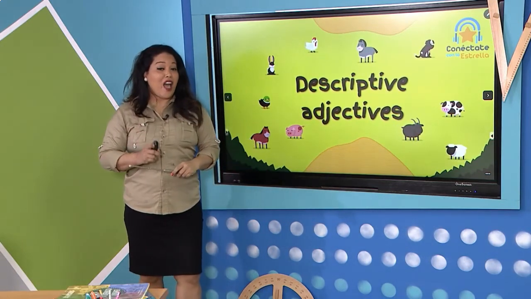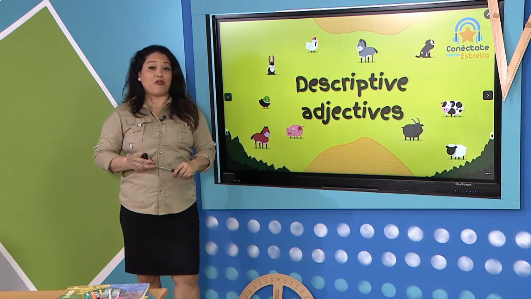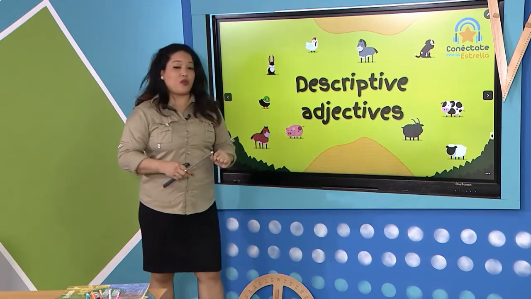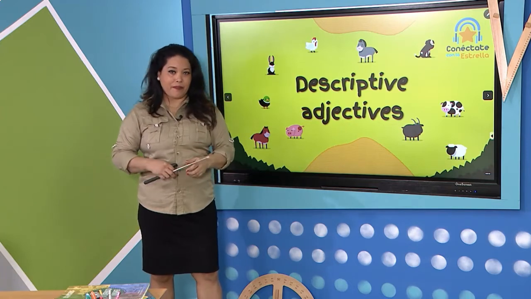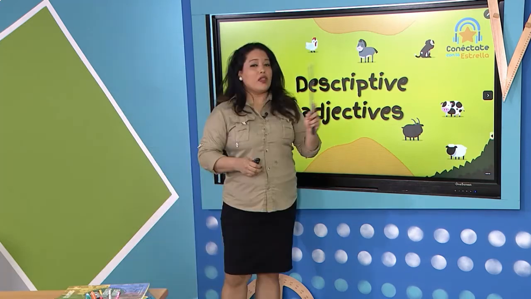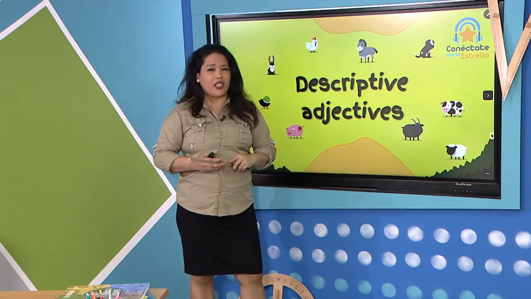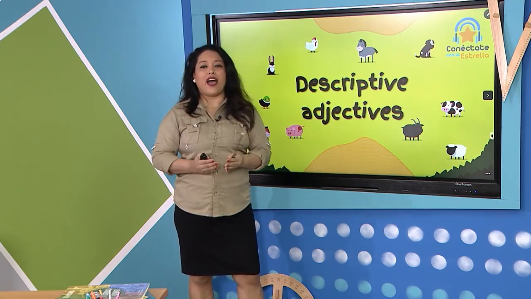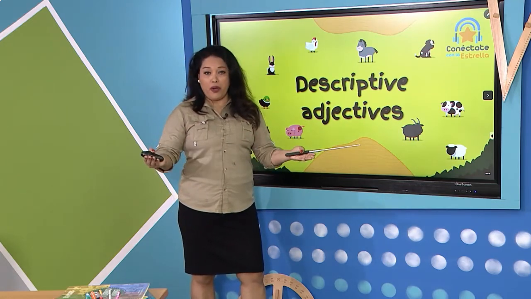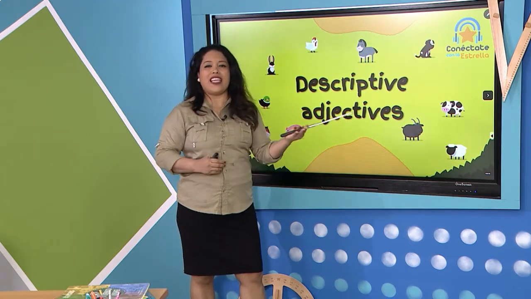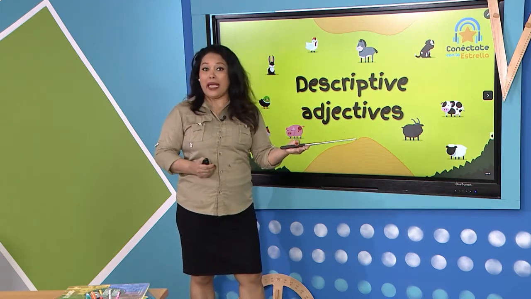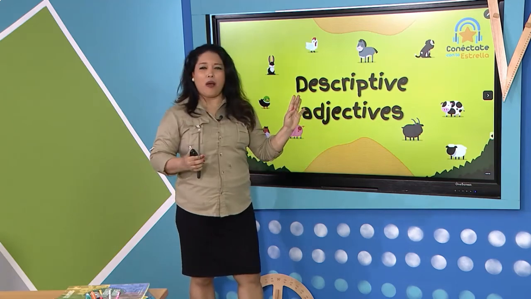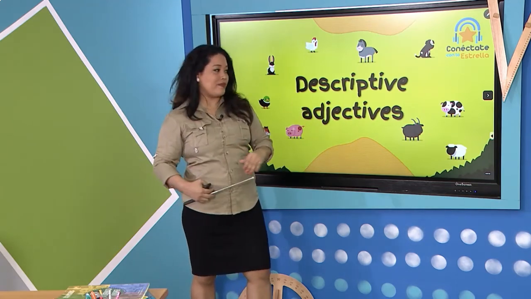So guys, now it's time to practice a little bit of grammar. And today we are going to practice descriptive adjectives. Have you heard about that before? Adjectives are words that modify a noun or a pronoun. In other words, they describe a person, place, or thing in a sentence. An adjective usually comes before the noun.